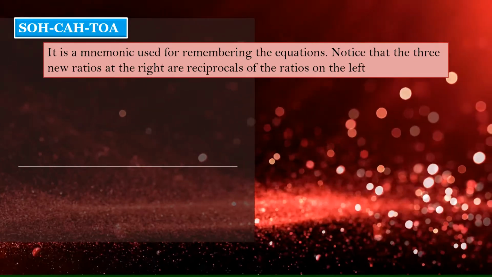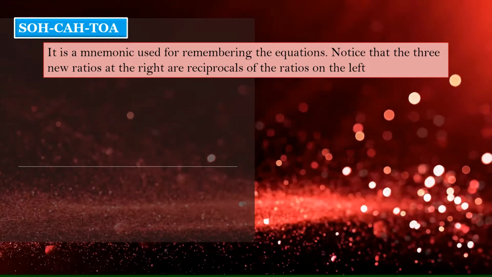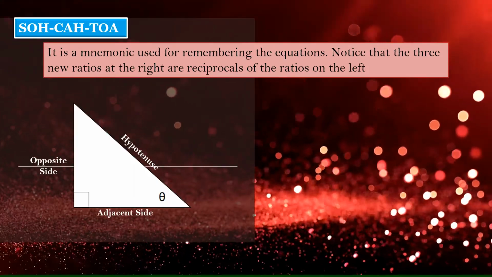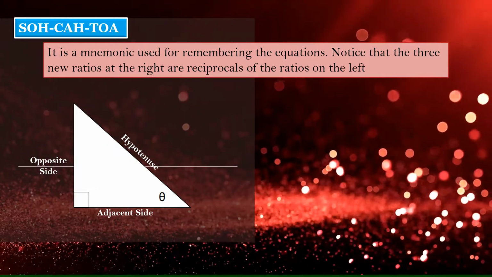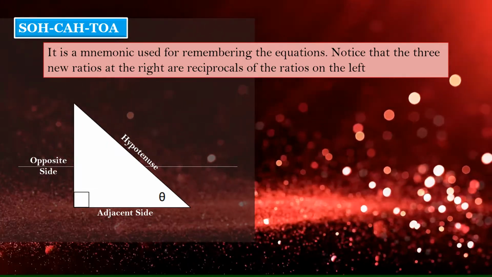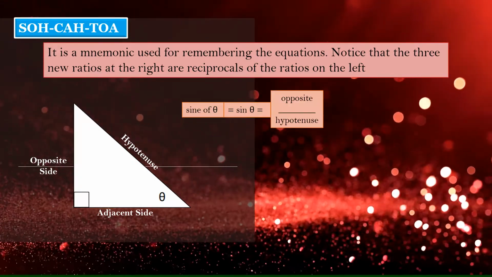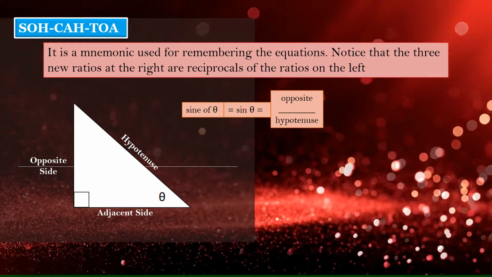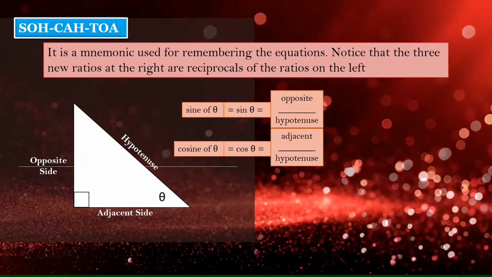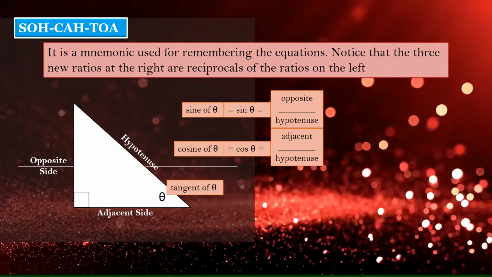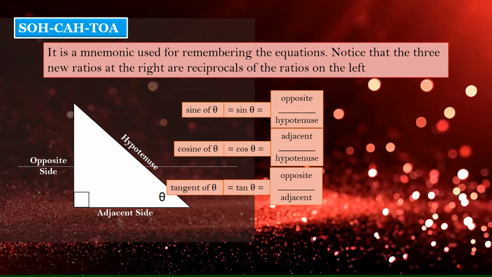Notice that the three new ratios at the right are reciprocals of the ratios on the left. So we have now a triangle and its parts: the hypotenuse, opposite side, and adjacent side. SOHCAHTOA stands for: sine theta is equal to opposite over hypotenuse. Cosine theta is equal to adjacent over hypotenuse. Tangent theta is equal to opposite over adjacent.